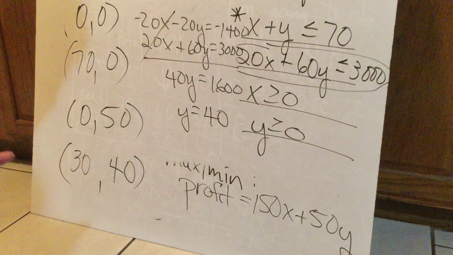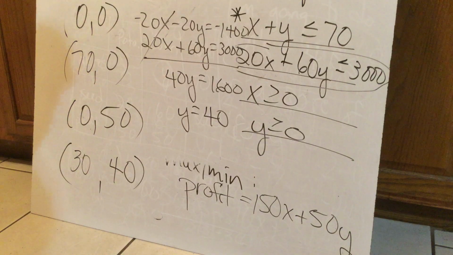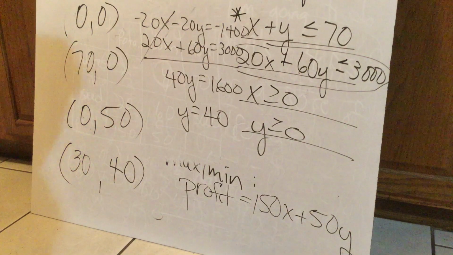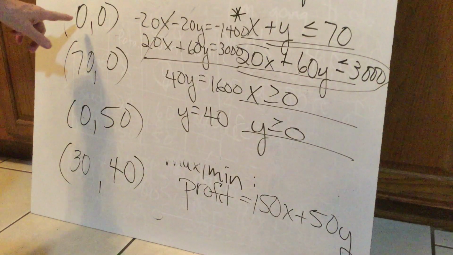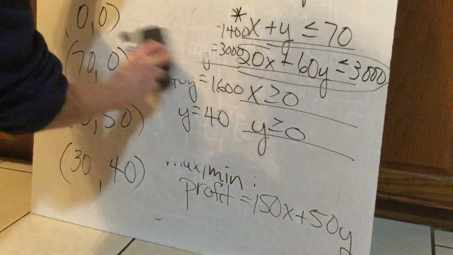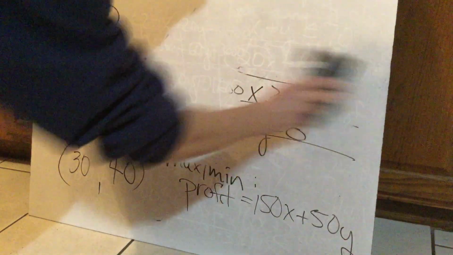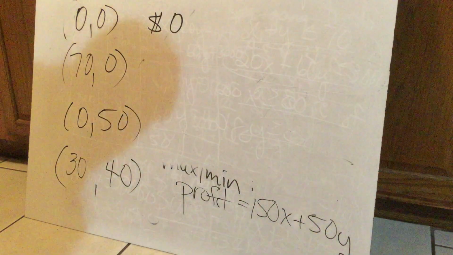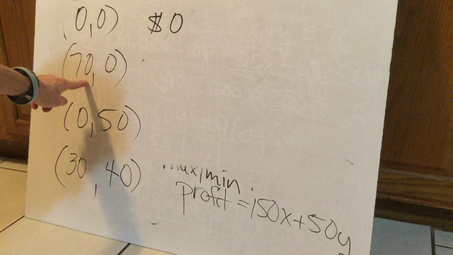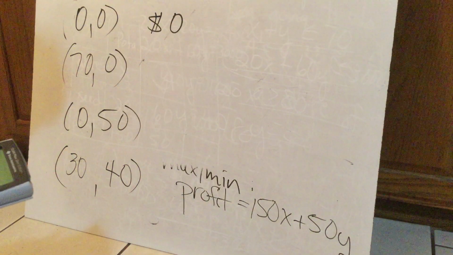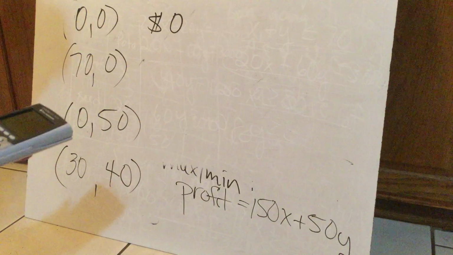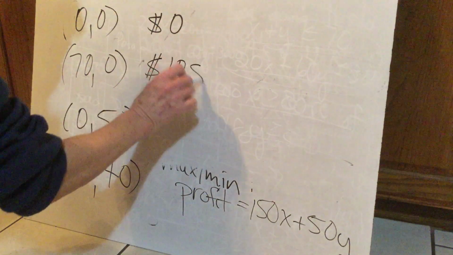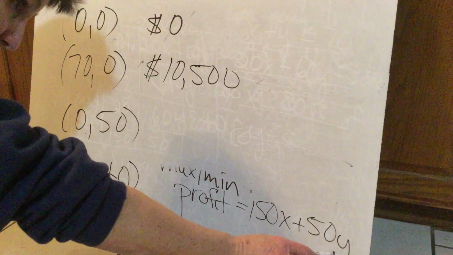Now I know all of my vertices. My job is to find the maximum profit. Okay? So, what happens if I do no potatoes and no corn? If I do no potatoes and no corn, guess what? I'm going to make no money. What if I do 70 acres of potatoes and no corn? Right down here, put it right in here. So 150 times 70, that's $10,500. Remember, I put 70 in here and 0 in there.